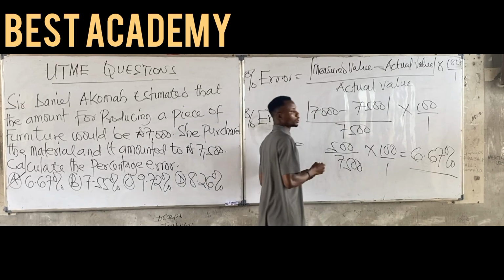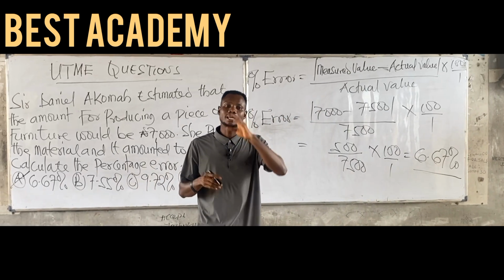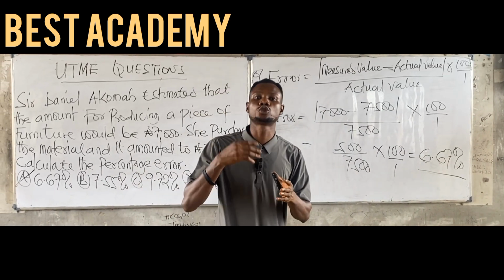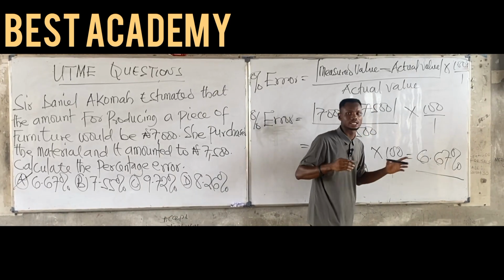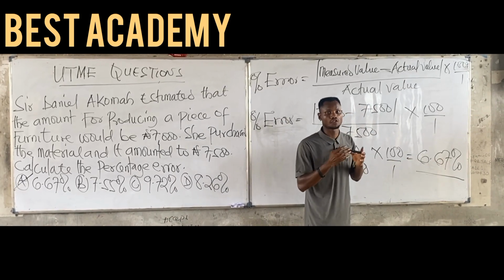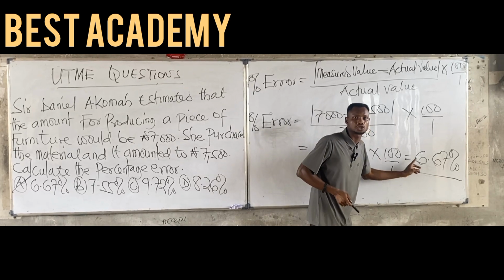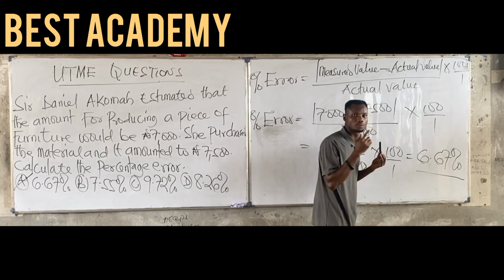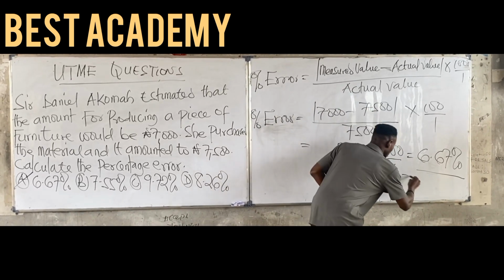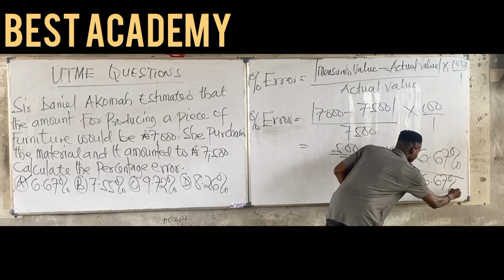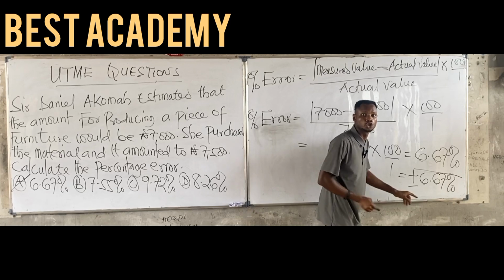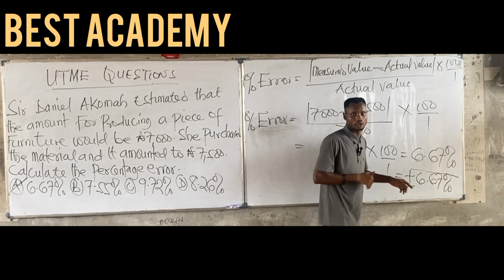Please take note. But this is what you should understand here: sometimes they might put plus or minus at the front of this number. What does it mean? It means that the unit of error is always plus or minus. So you might see the answer in this format, maybe plus or minus 6.67%. This plus or minus is just showing us the unit of error. Please take note of that.